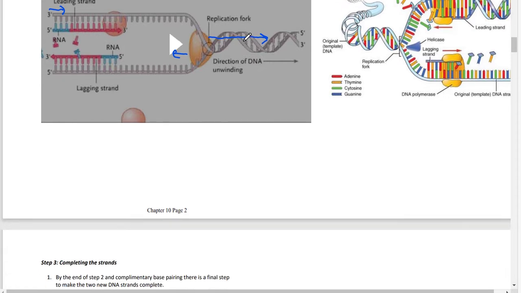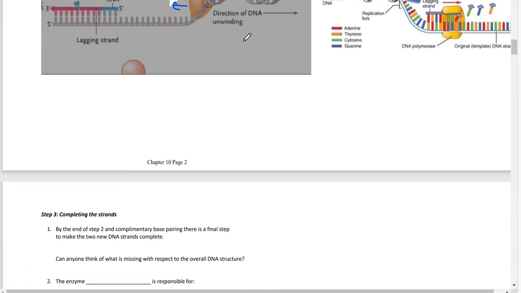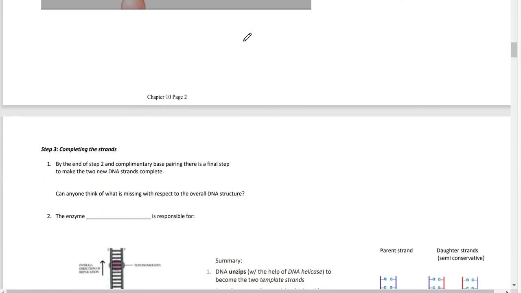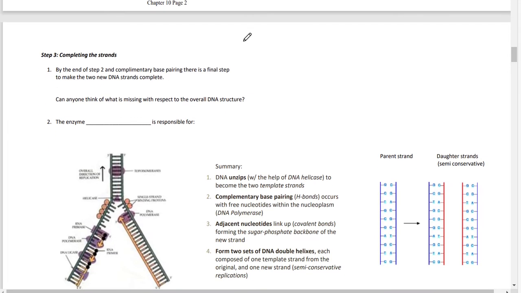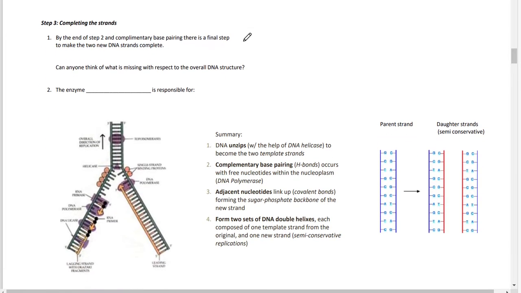But after the second step of complementary base pairing, we get to the third and final step, which is just completing the strands. So by the end of step 2, complementary base pairing, we have the final step where we make the 2 strands complete. All right, so we've got a question here. Can anyone think of what is missing with respect to the overall DNA structure? The individual at the end of that video kind of alluded to what was going on. Pause the video, maybe give it some thought.